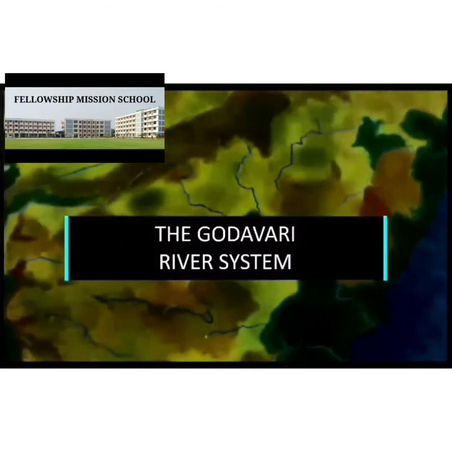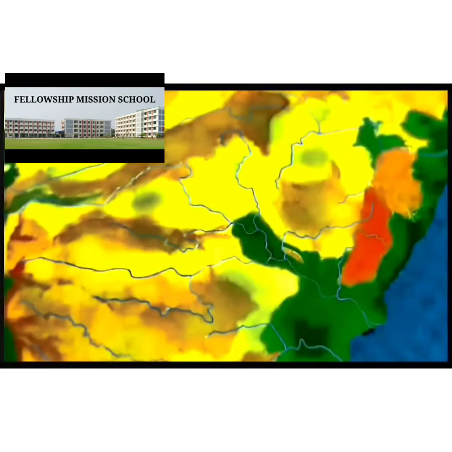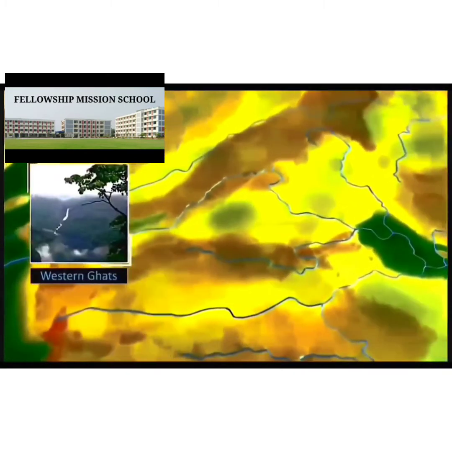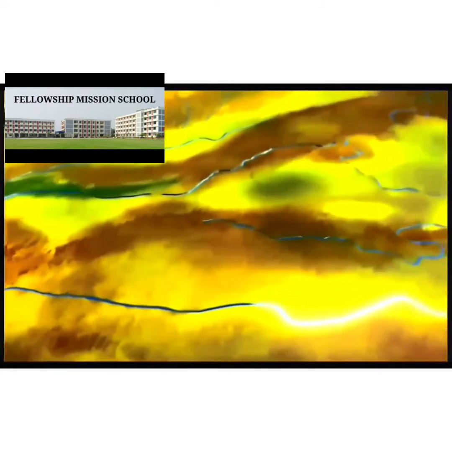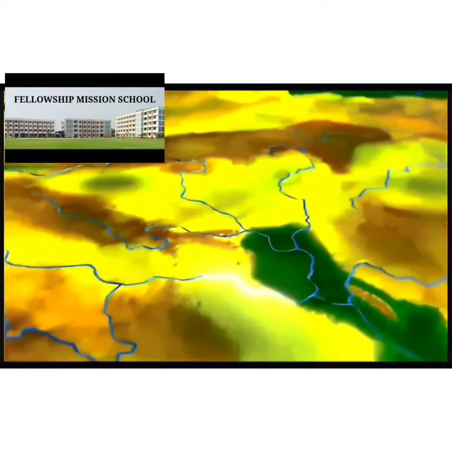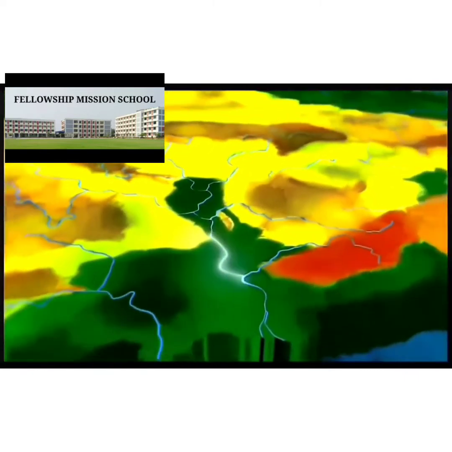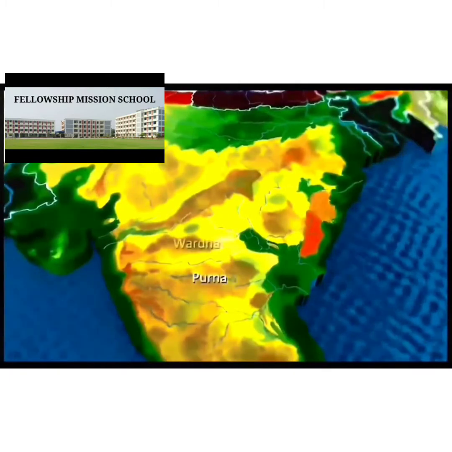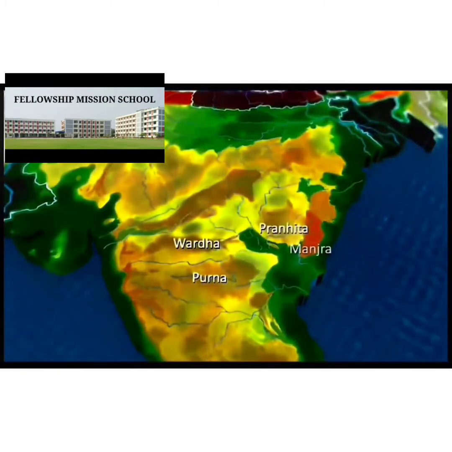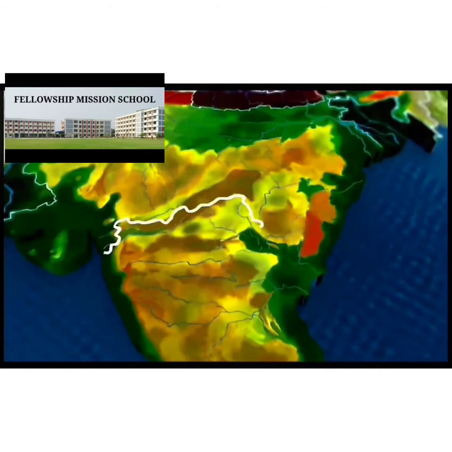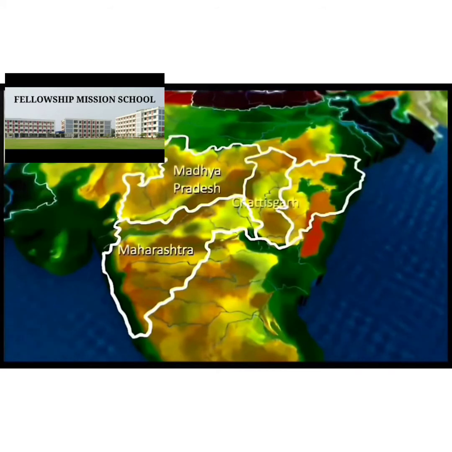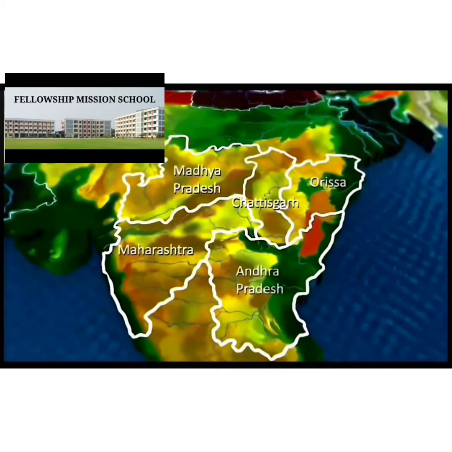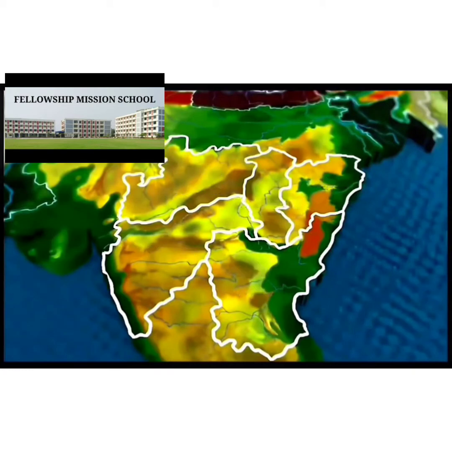The Godavari River System. The Godavari is the largest peninsular river. It rises from the slopes of the Western Ghats, Nasik district of Maharashtra. Its length is about 1,500 kilometers and the Godavari finally meets the Bay of Bengal. The river is joined by the Purna, the Wardha, the Pranhita, the Manjira, the Wainganga and the Penganga. The Godavari Basin covers parts of Maharashtra, Madhya Pradesh, Chhattisgarh, Orissa, Andhra Pradesh. It is also known as Dakshin Ganga.